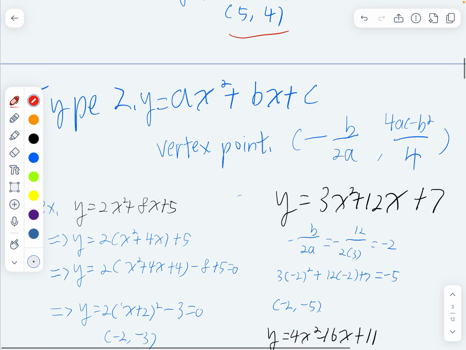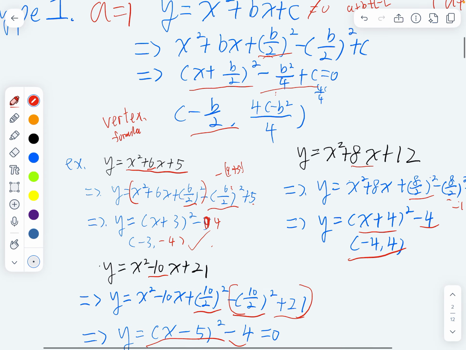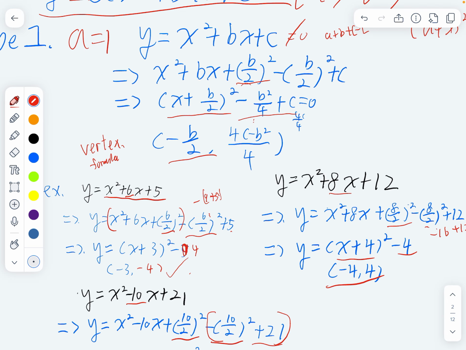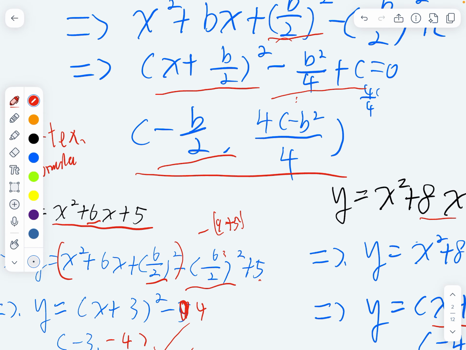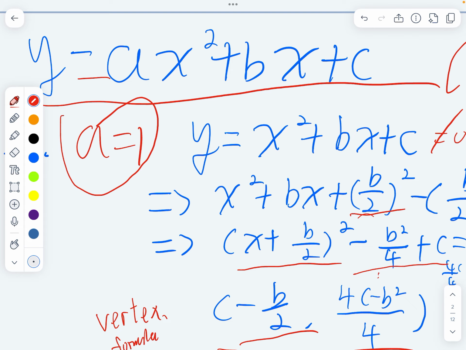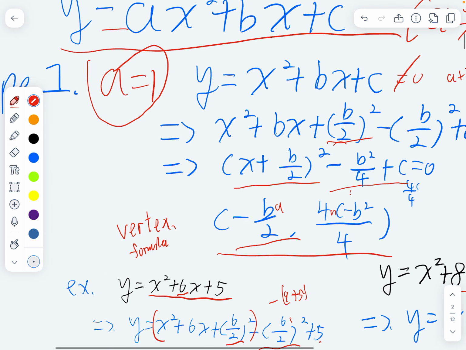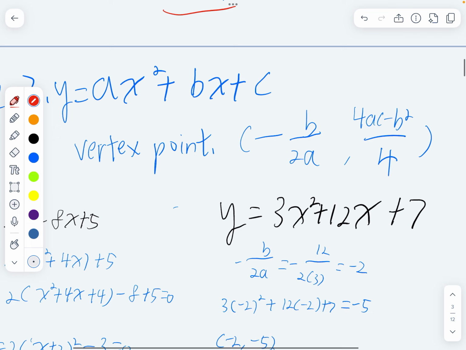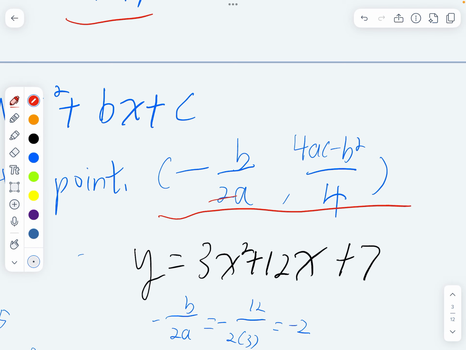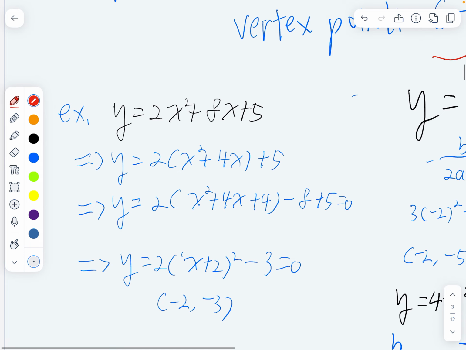Okay, let's see type 2. When we finish type 1, we get the formula: negative b over 2 and 4 times c minus b squared over 4. That is for a equal to 1. When a does not equal 1, we write down a here. So the final answer is negative b over 2a. Let's do an example here.